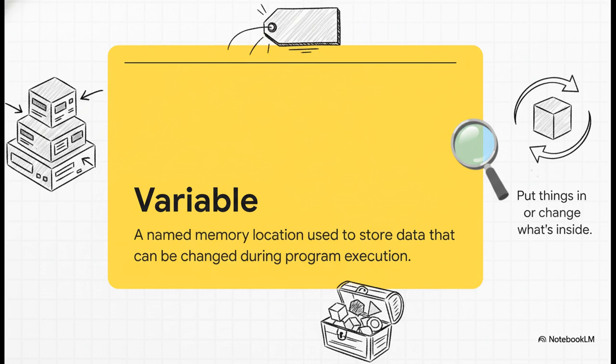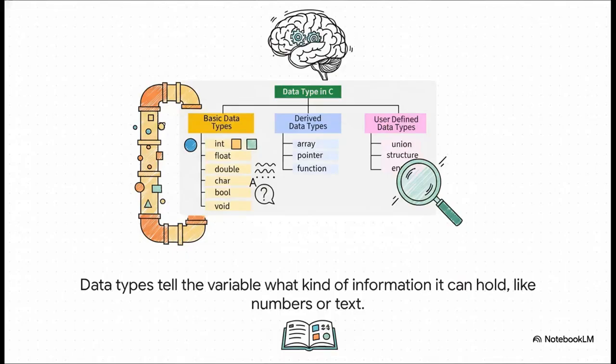You give the box a name, you tell the computer what kind of stuff you're going to put in it, and then you're free to store information in there and change it whenever you want. And that kind of stuff has a name. It's the data type. It tells the variable what it's allowed to hold. See, C is very particular. It needs to know, is this box for whole numbers, which we call an int? Is it for decimal numbers, a float, or just a single text character, a char? These are the basic building blocks, and from them, we can create all sorts of more complex data types.